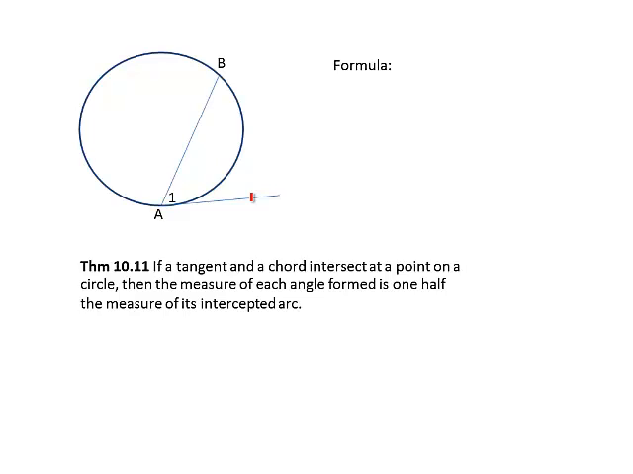So the theorem that you need to know is, if a tangent and a chord intersect at a point on a circle, then the measure of each angle formed is 1/2 the measure of its intercepted arc. So there's your formula, and basically you have the measure of arc AB, whatever that may be, which is this arc right here. Whatever that is, you times it by 1/2 to get the actual angle that's created by the tangent and the chord.